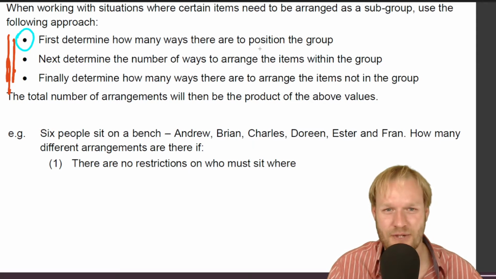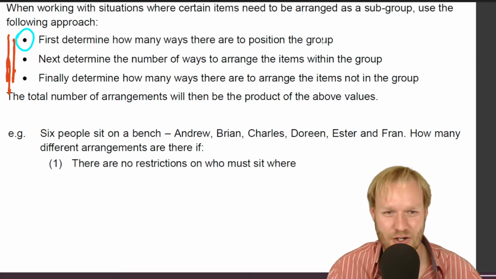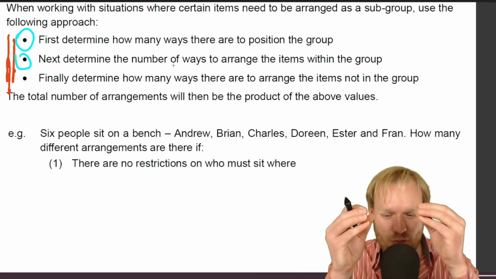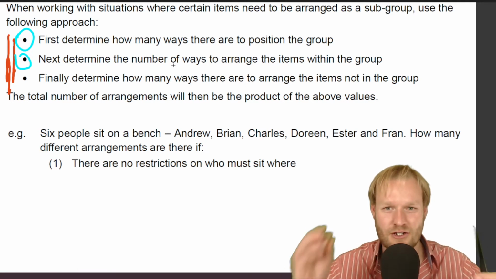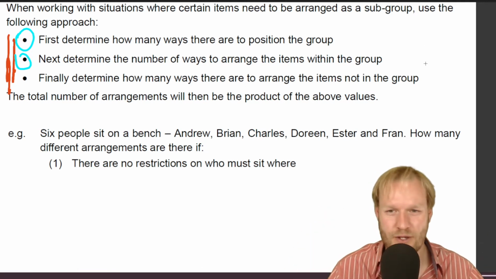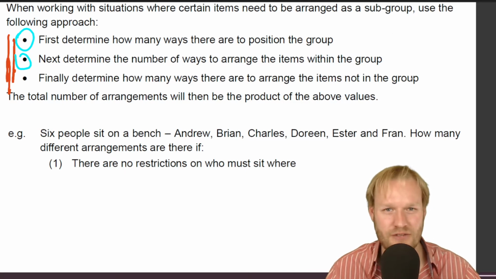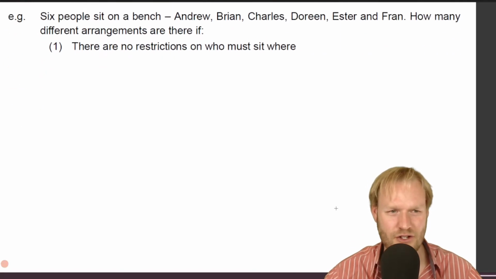So we'll first determine how many ways there are to position a particular group. Then we'll determine the number of ways to arrange the items within that group. And finally, you'll see how many different ways there are to arrange items not in the group. And of course, we multiply all of those together, because that's that and that and that. Okay, so let's just run through.